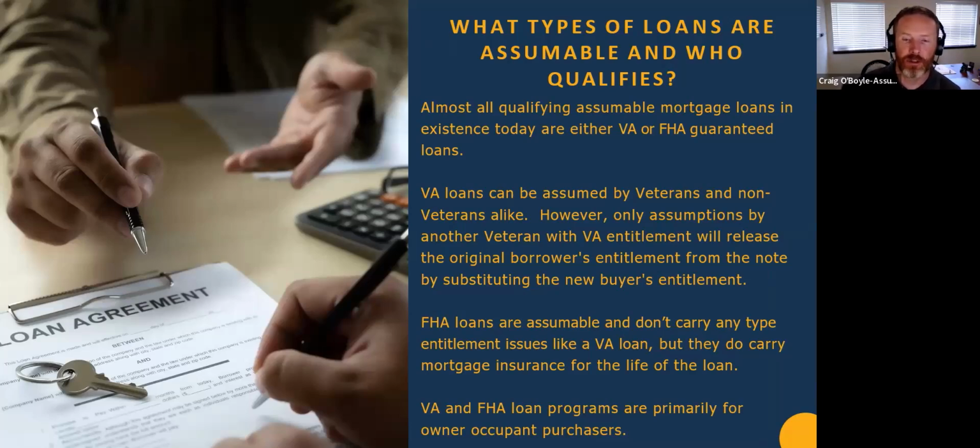Now, a VA loan specifically can be assumed by veterans and non-veterans alike. However, only assumptions by another veteran with VA entitlement will release the original borrower's entitlement from the note by substituting the new buyer's entitlement onto the note. So what that means is you're released from liability. You are no longer responsible for that loan. It's not on your credit, anything like that.